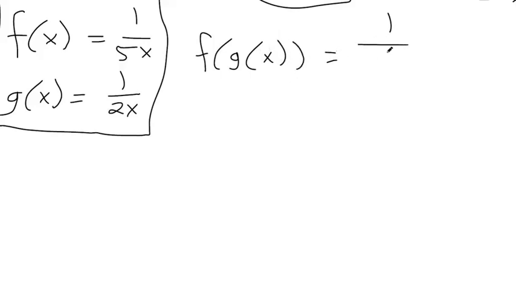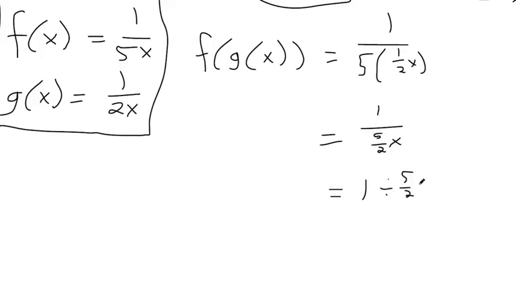So here's my function f. I'm copying it down, and then when I get to the letter x, I'm going to replace it with g. Oh, and isn't that ugly? Okay, I can simplify a bit. I can multiply 5 over 1 to that fraction. That's 1 over 5 over 2x. But another way of writing this is as a division statement. This is 1 divided by 5 over 2x.